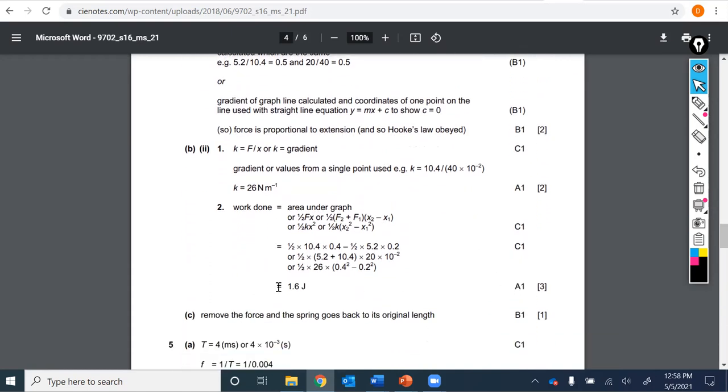Good. Now here it looks like we made a mistake. We didn't get 1.6, did we? We got 0.56. So think about that. But then this one's good: remove the force, and if the spring goes back to its original length, then it would be. All right, what do we do here? Area under the graph.